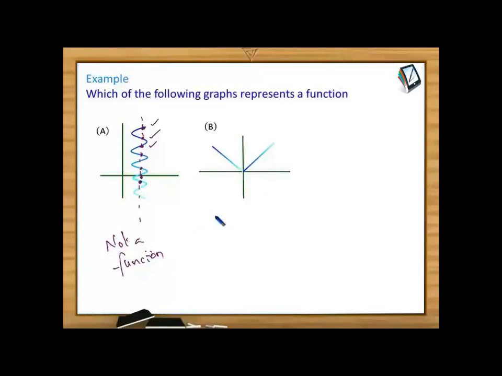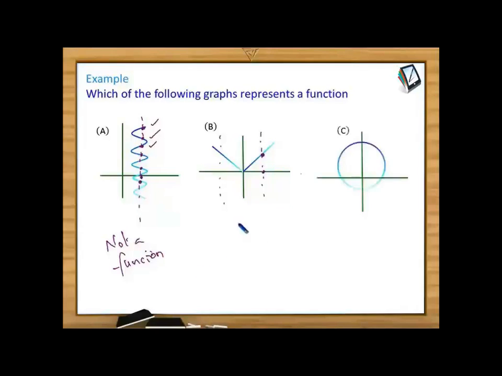Now, does this graph represent a function? Let us draw a line which is parallel to y-axis anywhere. Now, how many points are there? Only one point of intersection with the given graph. So, corresponding to each element on the first set, there is only one element in the second set which is mapped. So, can I call this a function? Yes, this also represents a function.